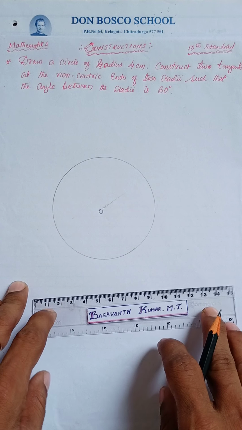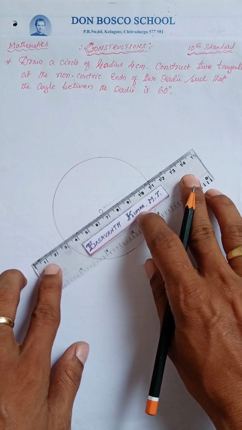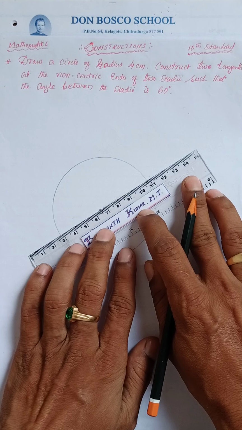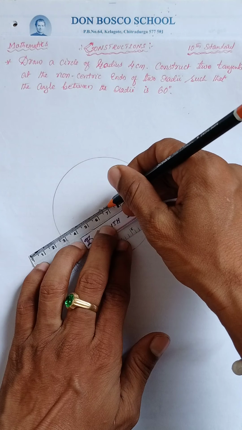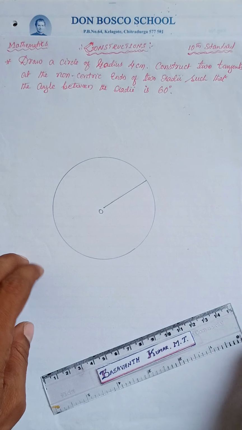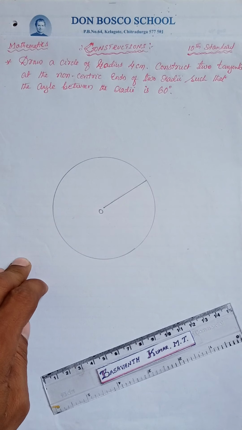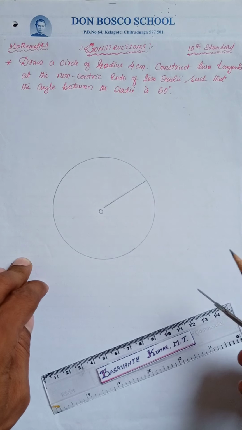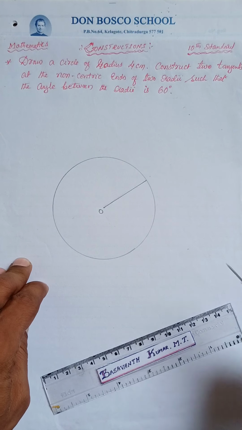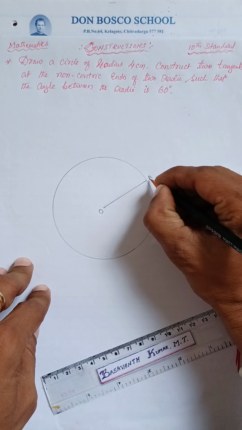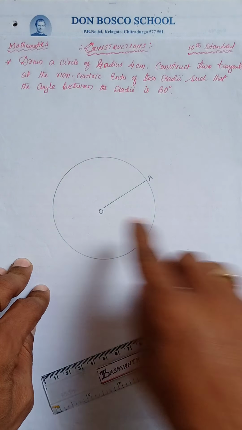Now take a radius for your convenient side. Whichever side you can choose. Let me take here convenient side. Construct a 60 degree given angle here. Angle between the radii, this is a radius. Let me call it as somewhat OA. Now take 60 degree.